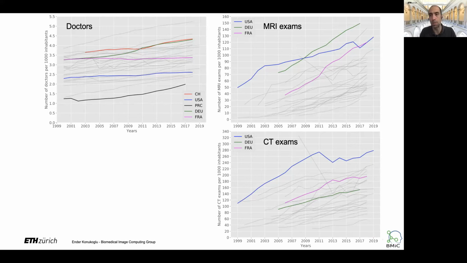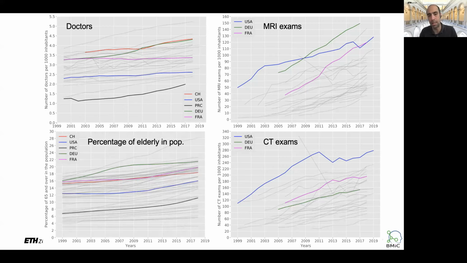And the last figure that complements this is the percentage of elderly in the population in exactly the same countries. The steady increase in the percentage of the elderly means that there will be more and more patients. If the entire population always stayed at 20 years old, probably there wouldn't have been so many MRI and CT exams. But given the current conditions, these 4 plots basically tell us that we're moving towards an insurmountable pressure on radiology departments, and something has to be done.